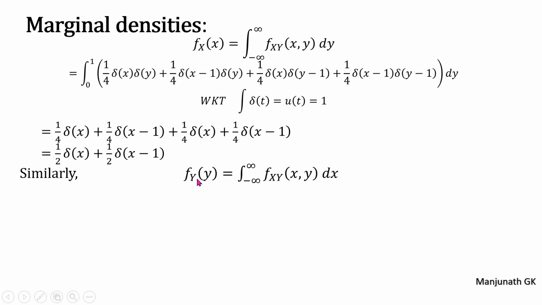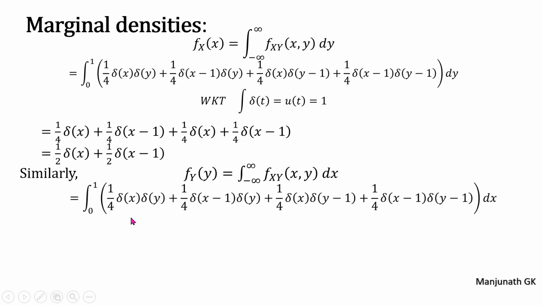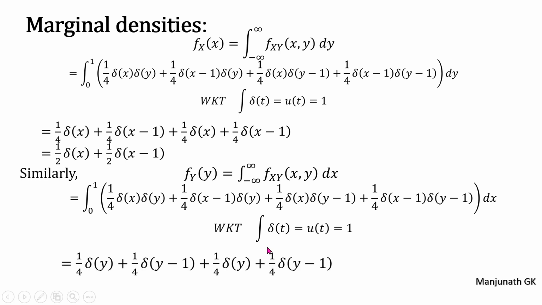Similarly, for Fy of y, integrate the bivariate PDF with respect to x. As a result, delta y and 1 by 4 will be constant here. The reason is these functions should be integrated with respect to delta x here. And we use the identity that the integration of delta of t gives u of t, which is always 1. After simplification, we will get Fy of y as this term. So marginal densities fx of x and fy of y are calculated here.